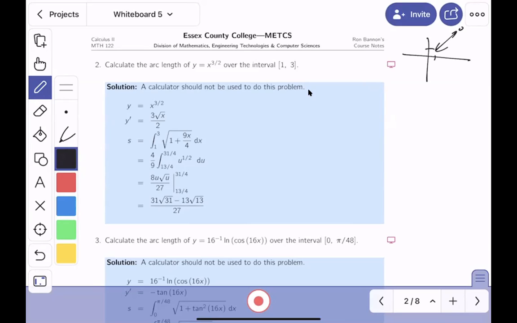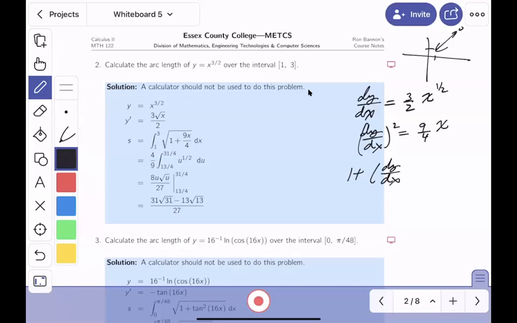And I'm just going to write down what I'd write down. And what do I need to write down to do the problem? Well, I need to write down dy/dx, and that would be 3 halves x to the 1/2, right? And then I square it. And if you square that, you get 9/4 of an x. That was pretty easy. Now I add 1 to that, and 1 plus 9/4 of an x. Well, it seems pretty simple.